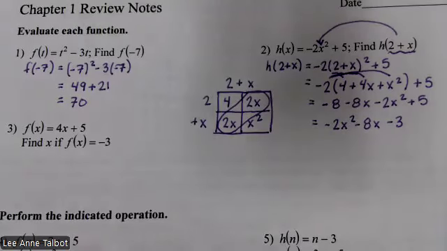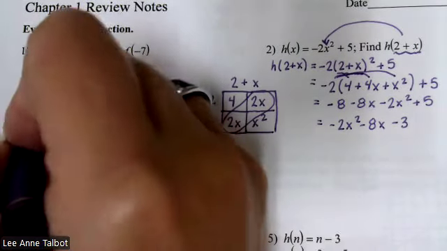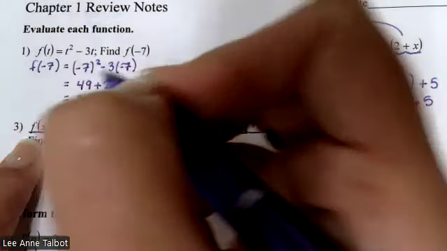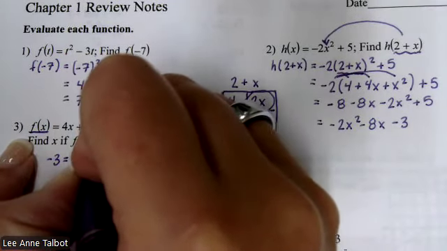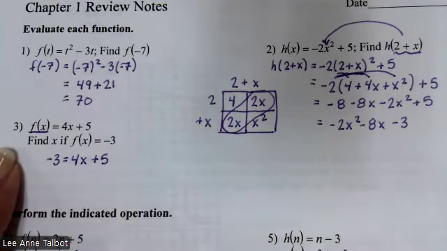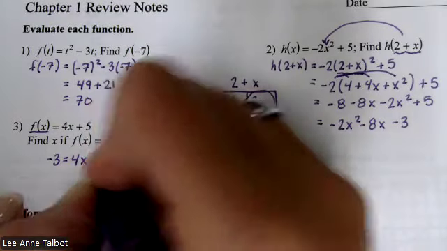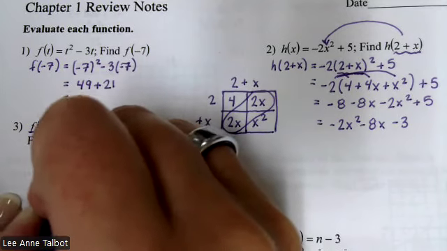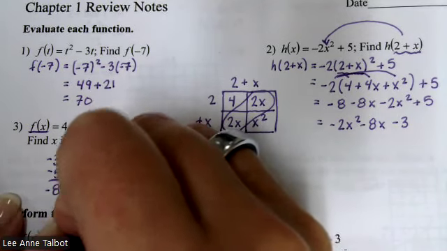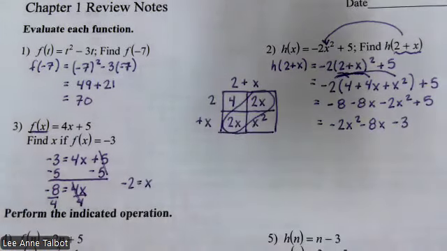Anyway, okay. Number 3. This one is a backward function machine. So you take the -3 and you put it in place of f of x, not x. So you have -3 equals 4x plus 5. And x is -2.